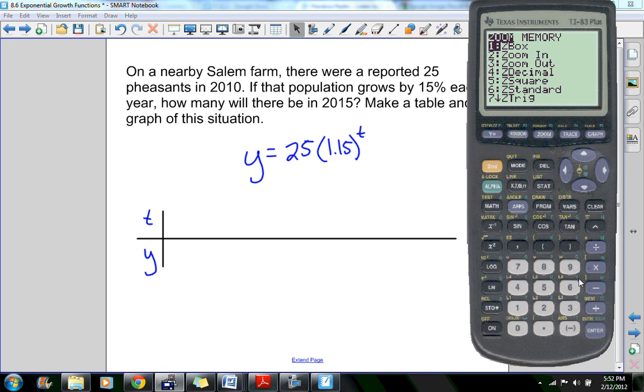So let's go zoom standard. We're going to have to zoom out. There you go. Your graph should look something like that.